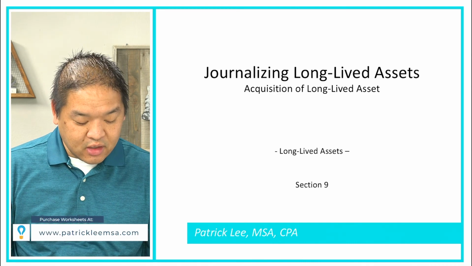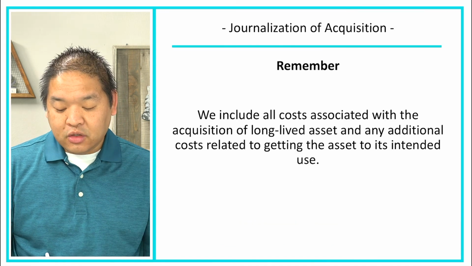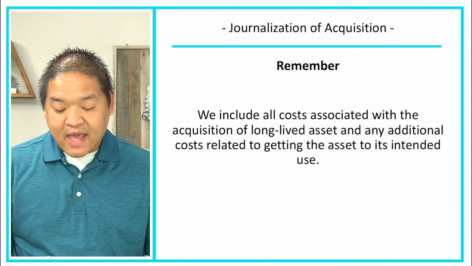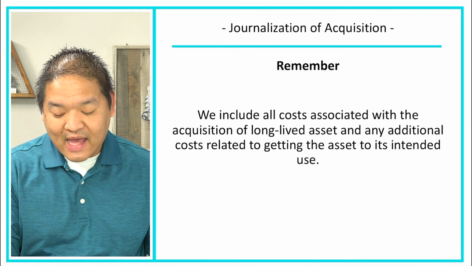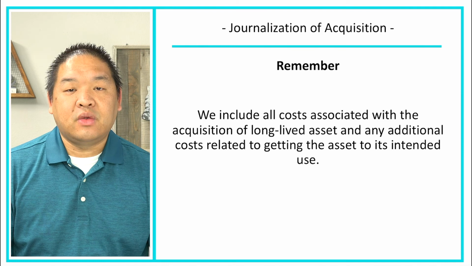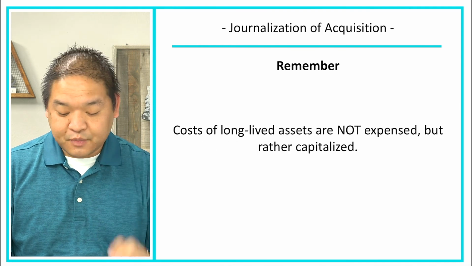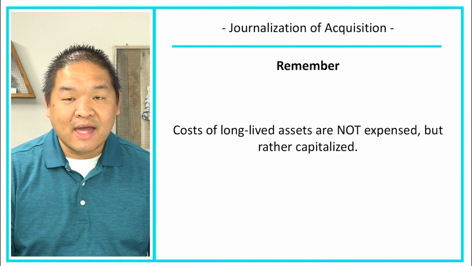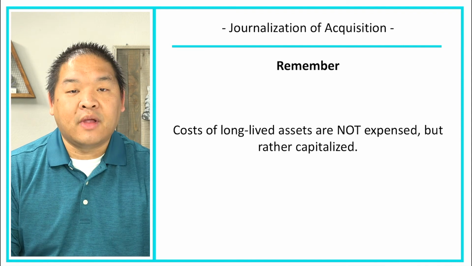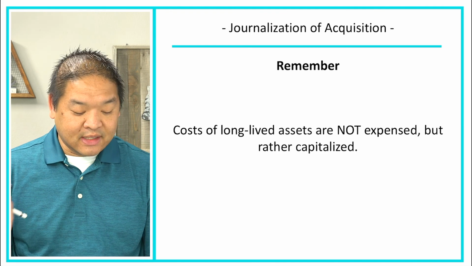So let's get started here with remembering some of the things that we should know about these long-lived assets. We include all costs associated with the acquisition of any long-lived asset and any additional costs related to getting that asset to its intended use. So we're going to include all the costs associated with that asset in the asset's acquisition cost or price. Cost of long-lived assets are not expensed, so we will not expense them, but instead we are going to capitalize those costs and then allocate those costs later on into expense in another lesson.